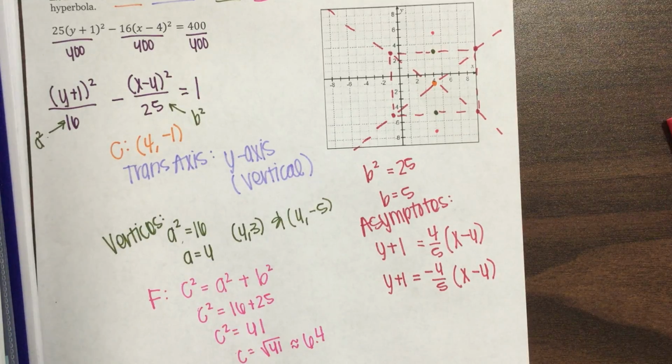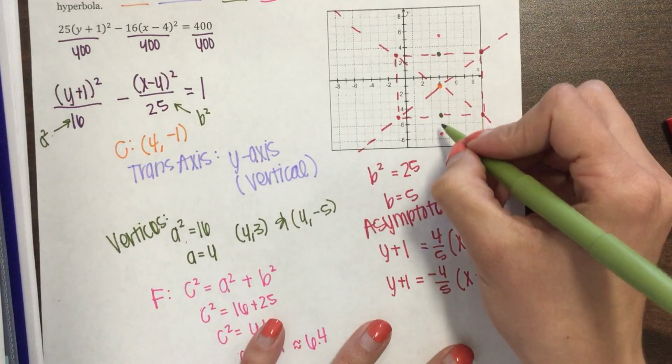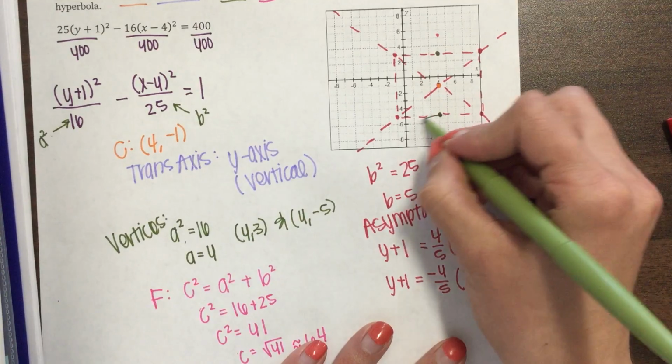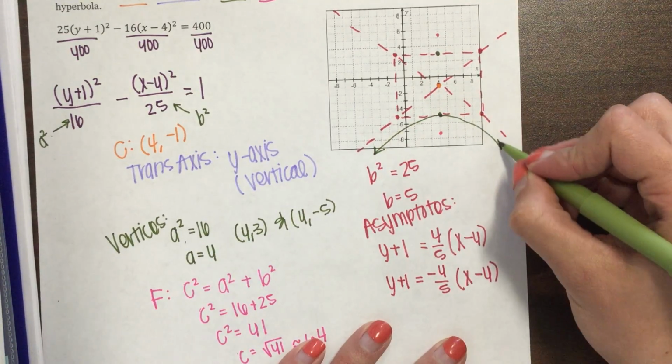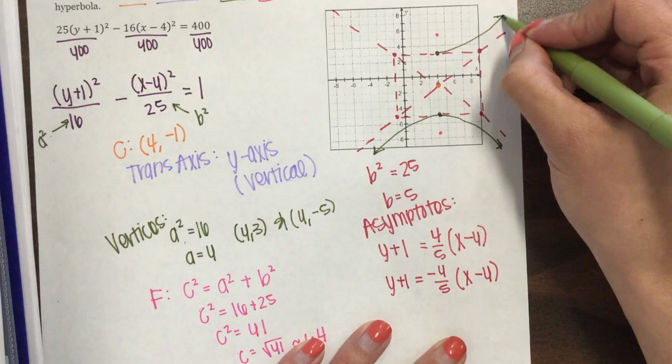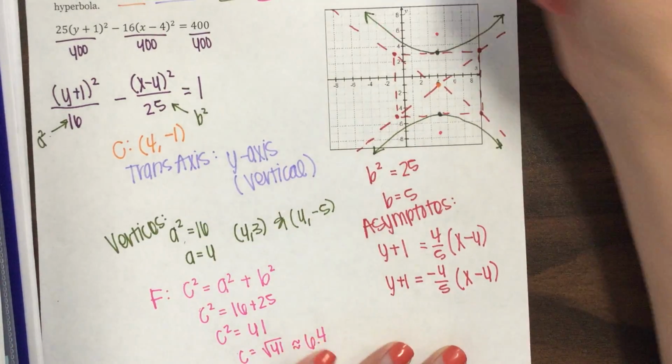And then at this point, I can just graph this. You just go from your vertex and you go out towards the asymptotes. Don't ever cross them though.